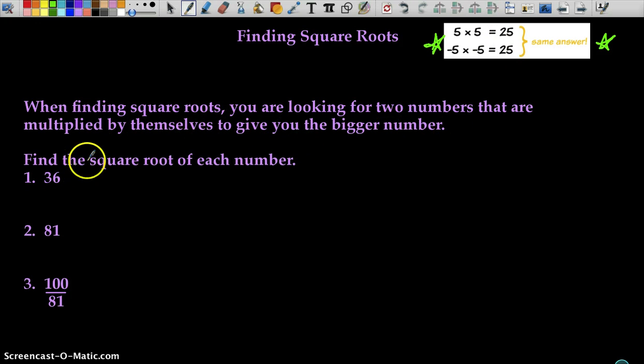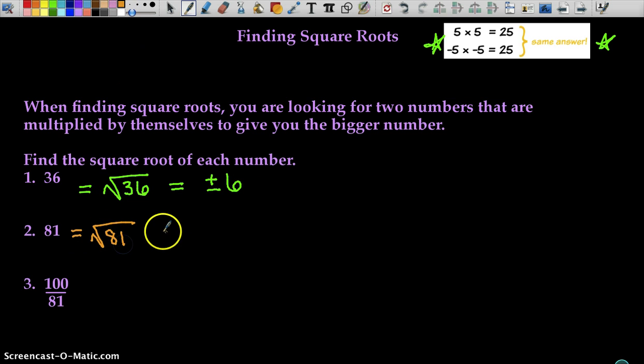So we're finding the square root of 36. So this means we are taking the square root of the number, which means it's 6, but it's positive or negative. Now we move on to the next one, 81. Now remember, we're taking the square root of 81, and that would be 9, but again, positive or negative. And then our last one, when we're taking the square root here.